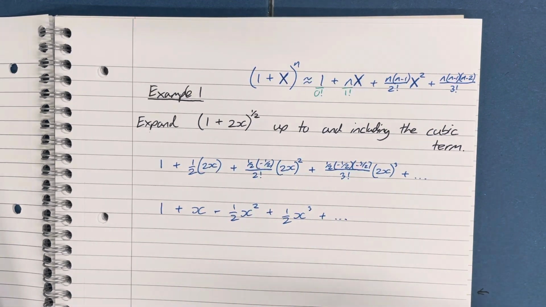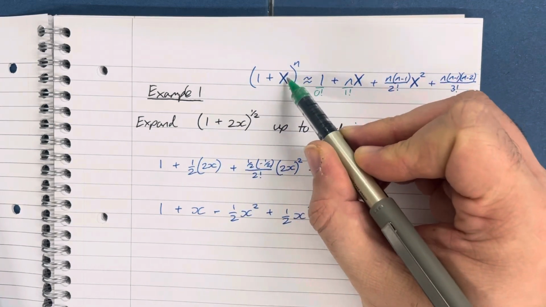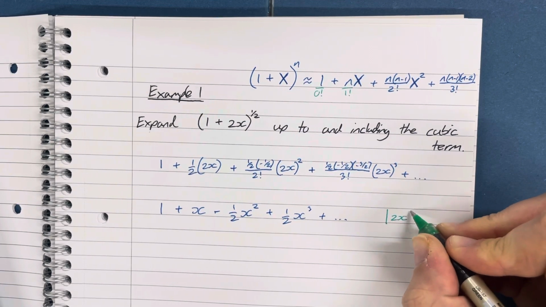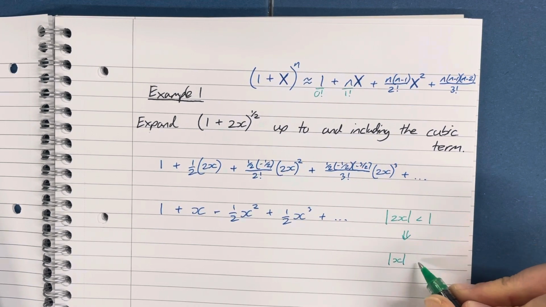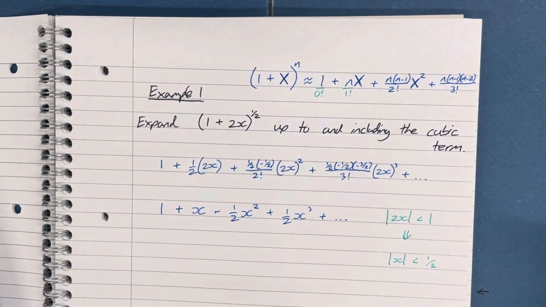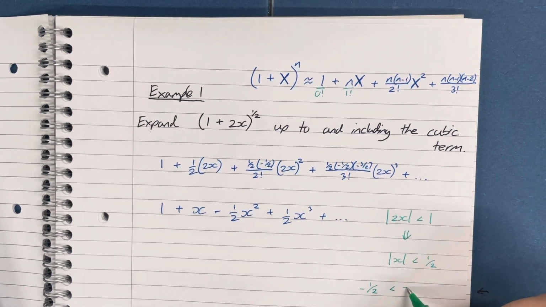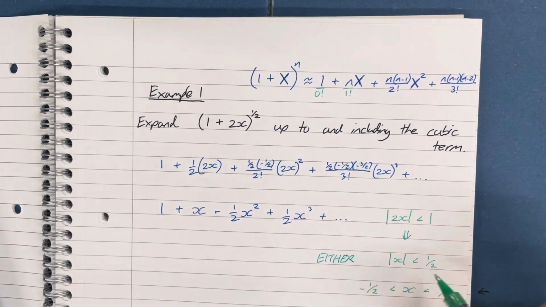Okay. For these expansions, we should also restrict what x should be. So in this case, don't forget we said that the modulus of capital X needs to be less than 1. In this case, the modulus of 2x is less than 1. So that implies that the modulus of x is less than a half. In other words, this is only valid for x values between minus a half and a half. It is not valid outside of this range. Okay, either one of those, so either the top definition or the bottom definition.